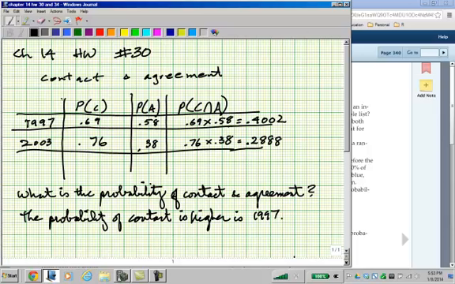we have to make an assumption. We're going to assume that these two things are independent. Actually, it's probably highly unlikely that they're not, except that the contact rate seems to be going up, but the agreement rate's going down. So maybe they're not. Maybe they are independent. I don't know. But anyway, we're going to assume they're independent for this exercise.